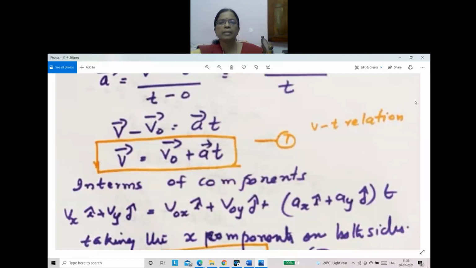Okay, I will ask Deepa. Tell the y component of the final velocity from looking at this equation. Tell the y component of velocity. Deepa.